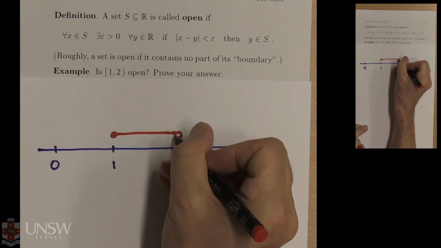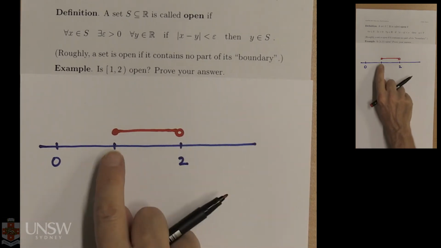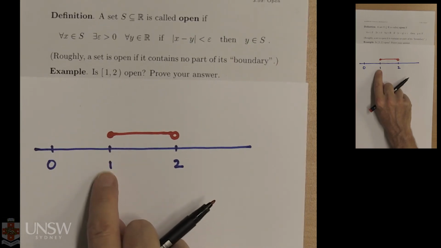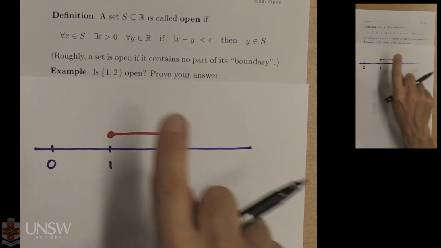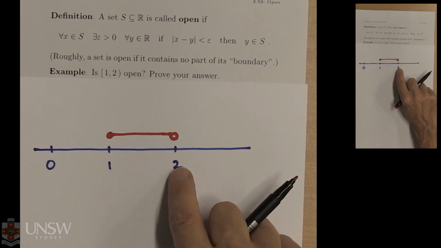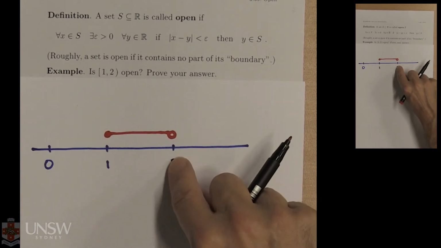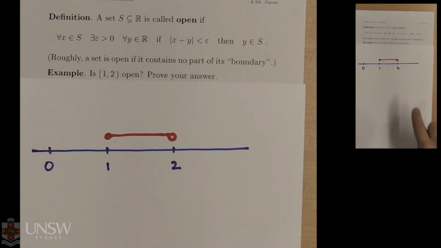I hope you're familiar with the convention in calculus. We'll draw a filled-in dot if the number is included. So 1 is included. The square bracket here indicates that 1 is included. And we'll draw a round dot, or an empty dot, or in notation a round bracket, to indicate the number is not included. So is that open? Prove your answer.